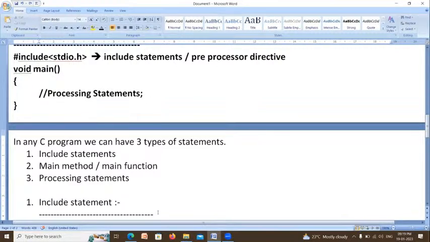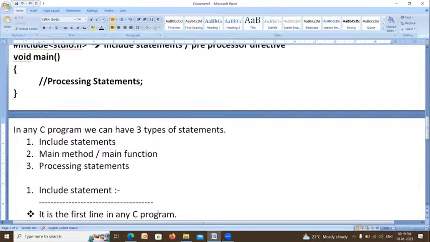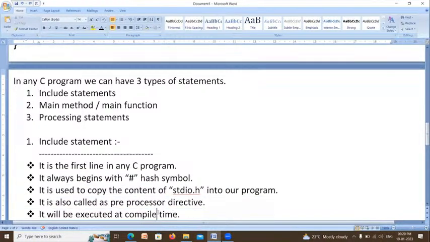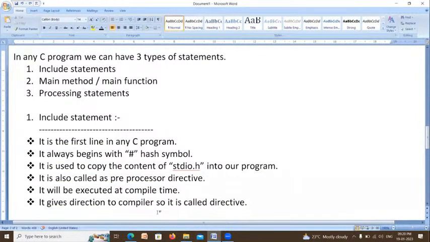The different parts of a C program. One is include statement. Second one is main method, it is also called main function. Third one is processing statements. Right. What are include statements?